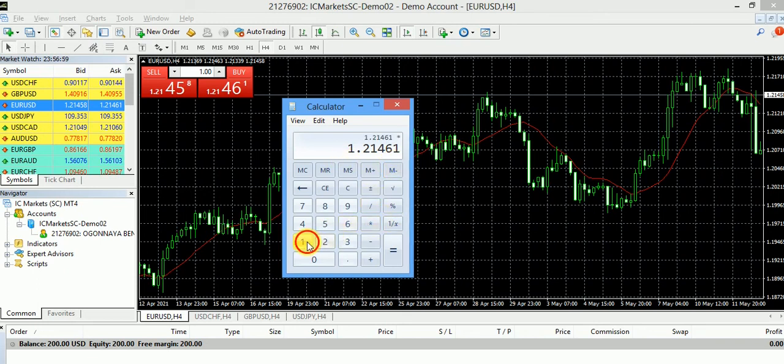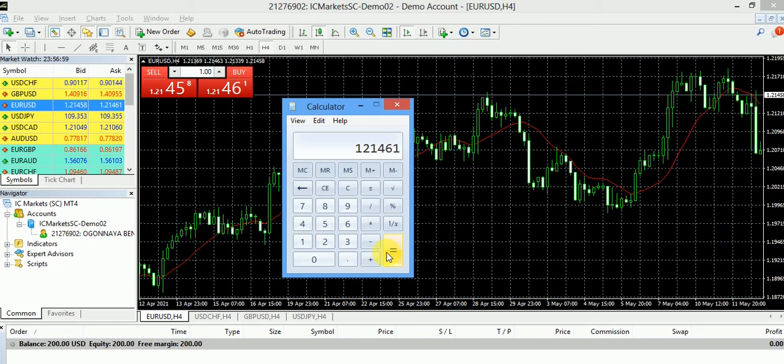Look at how much we are going to pay. You understand? Which is $121,461. But actually, you may not have this amount in your wallet with your broker.